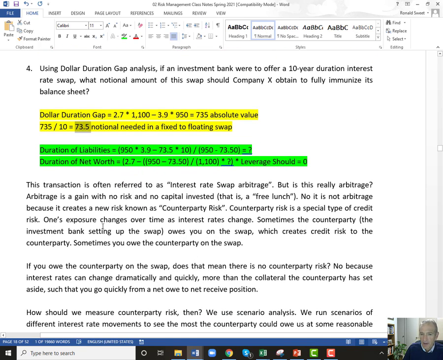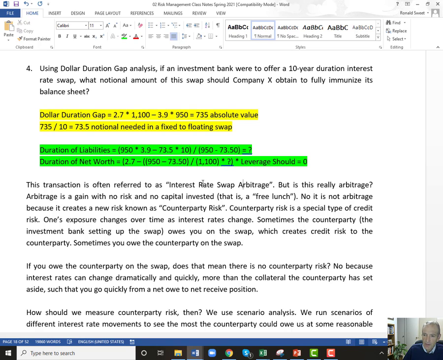Another question I like to ask on the exam is, you often hear this transaction referred to as interest rate swap arbitrage. Is it really arbitrage? And the answer is no, it's not really arbitrage. Arbitrage is when you have a gain without any investment and without any risk. Remember here, there's a gain, but it's not without risk. There is no free lunch here, because while you're eliminating your interest rate risk and you're getting your debt cheaper, you're doing that by increasing a new risk, a credit risk called counterparty risk.